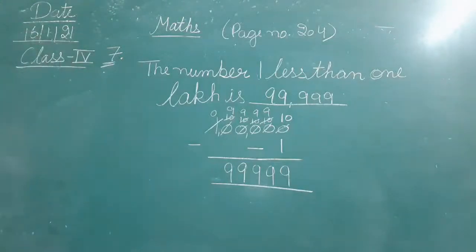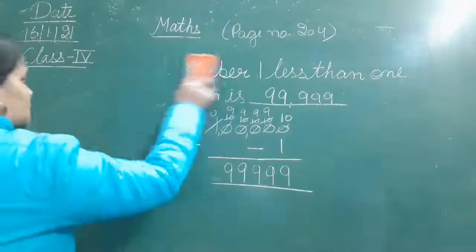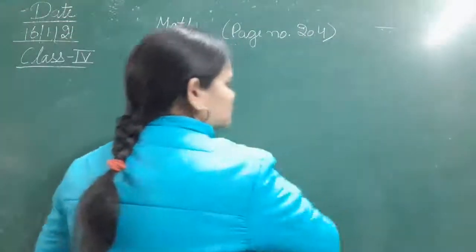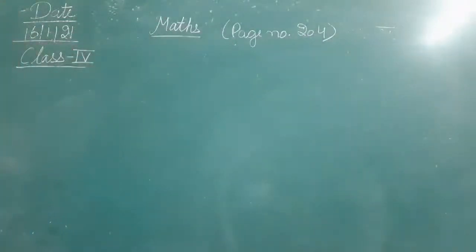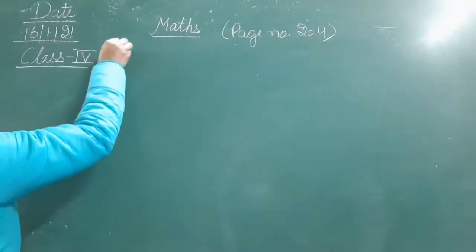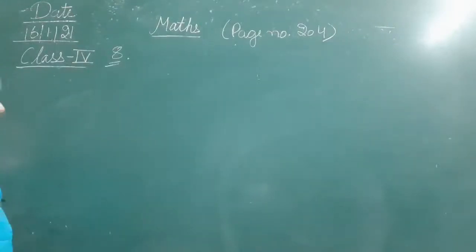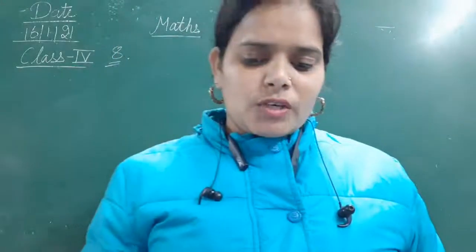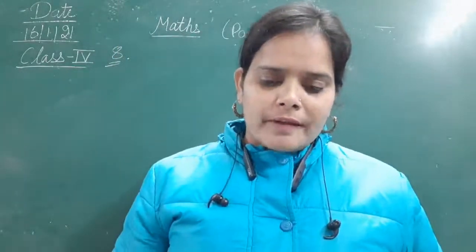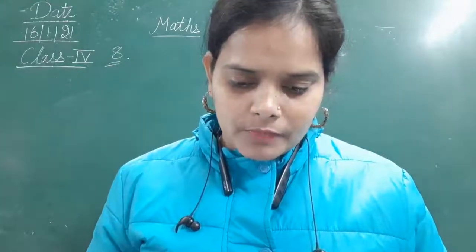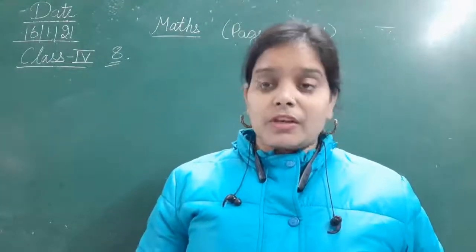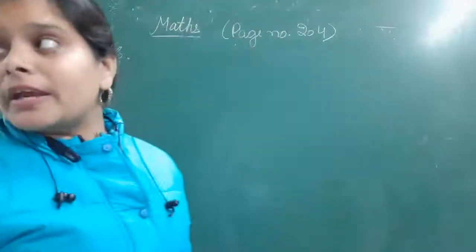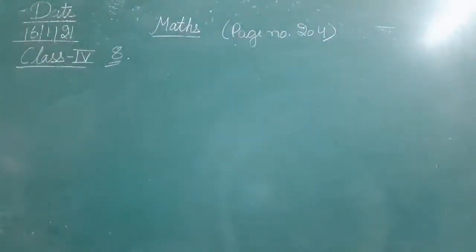Let's move to sum number 8. Sum number 8 is: a fraction equivalent to 5/8 is. Okay, so we have to give a fraction which is equivalent to 5/8.